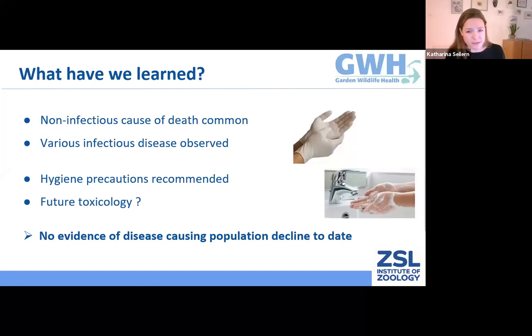We need to further investigate how our use of pesticides, rodenticides, and slug pellets might affect their overall health or even their population levels. And to date, and that's really important, there is no evidence of a single disease condition affecting our hedgehogs on a population level, so we couldn't identify that.